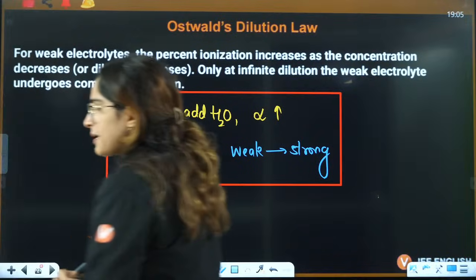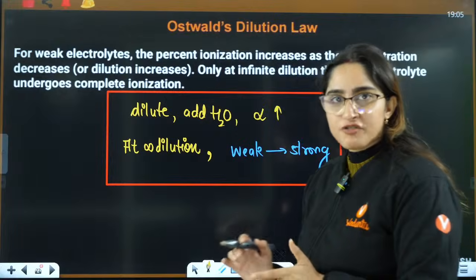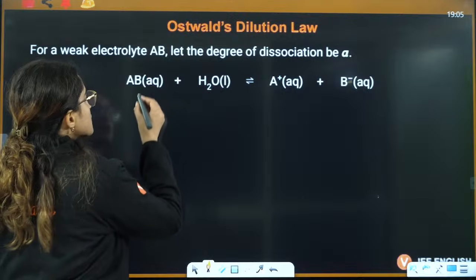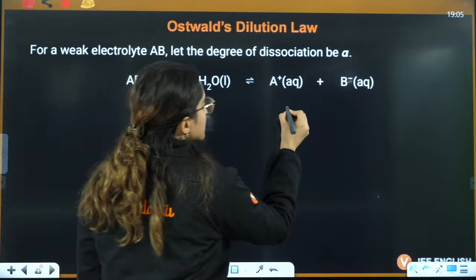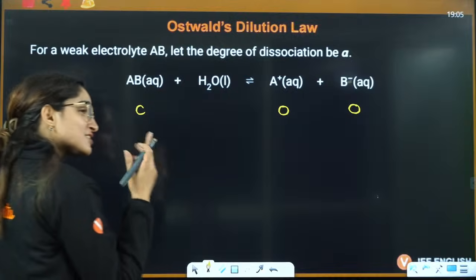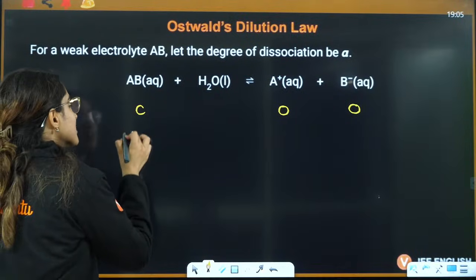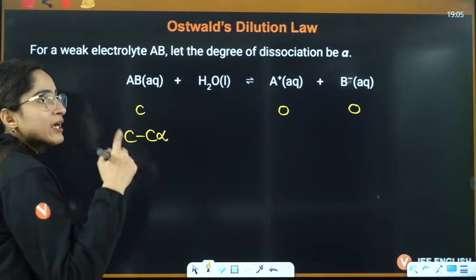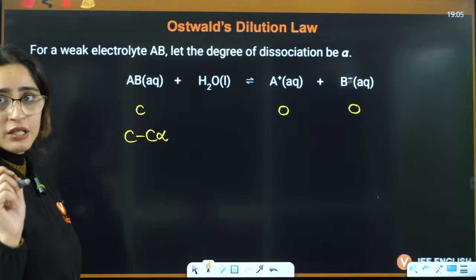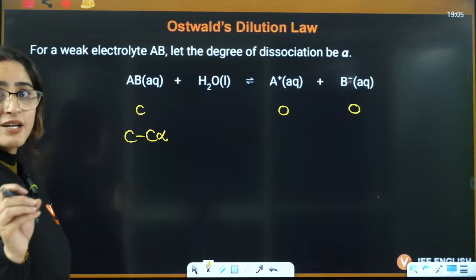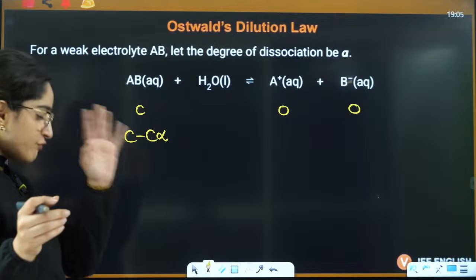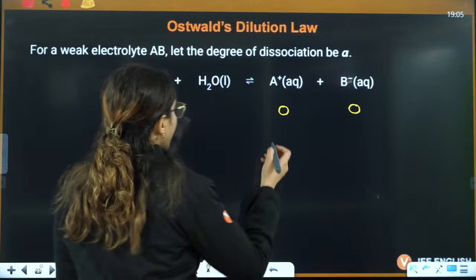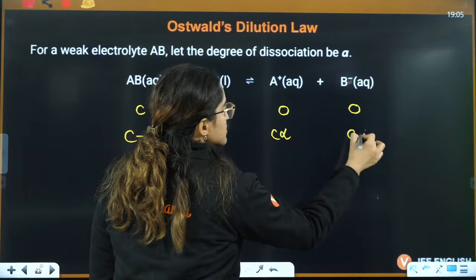It's the same as acidity. It's kind of the same, we'll see that. The way you solve it is the same. Right? So the initial concentration is C, this is 0, this is 0. This is what we do every single time. C minus C alpha, where C is the initial concentration. Now here alpha is the degree of dissociation, but this is not a weak acid or a weak base, this is a weak electrolyte, right? That can be an acid, that can be a base. This is C alpha, this is C alpha.